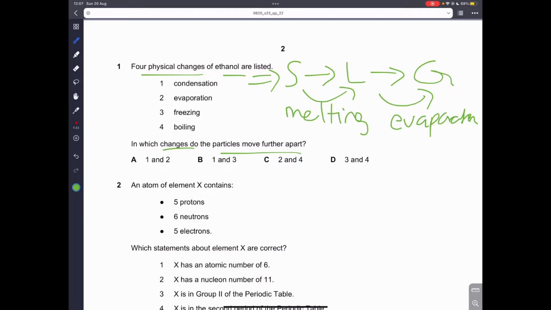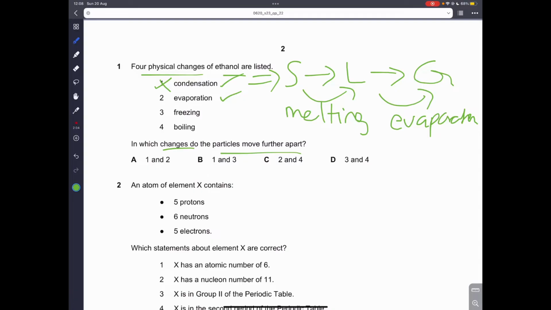Okay, so now we have seen that there's condensation. Condensation is from gas to solid, and this is not possible because condensation, remember, is actually from gas to liquid, so the particles will actually move closer together. Evaporation is one of the correct ones listed because evaporation means that the liquid is going from liquid to gas, and therefore the particles will move further away. So 2 is the correct option.